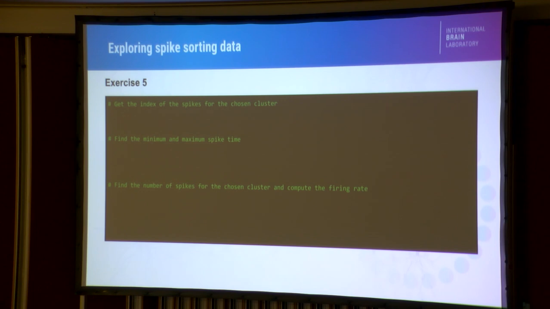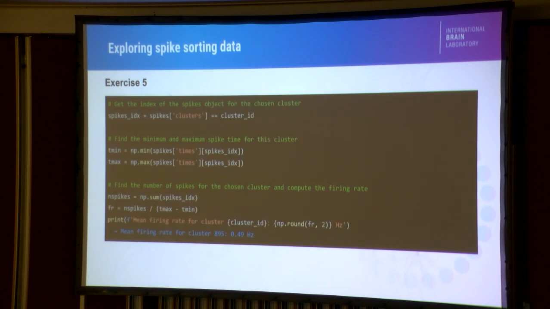All right, we're going to go through the solutions together. So first, to get the index of the spike object, we simply find where the spike clusters are equal to our cluster ID. Then we find the minimum and maximum spike time for this cluster. So we have to use the spikes index that we found and index the spike times. And we find the min and maximum using NumPy. Then we find the number of spikes for the chosen cluster.